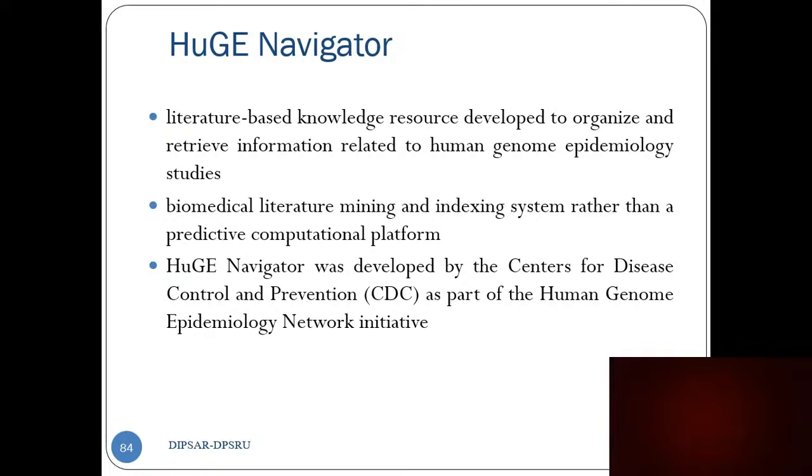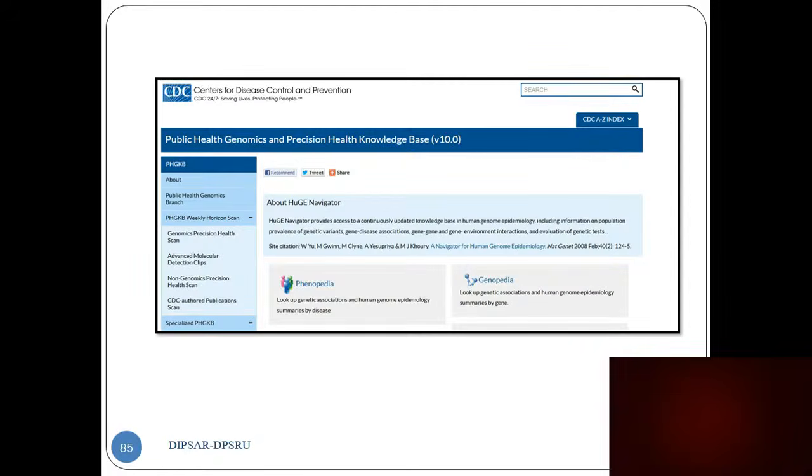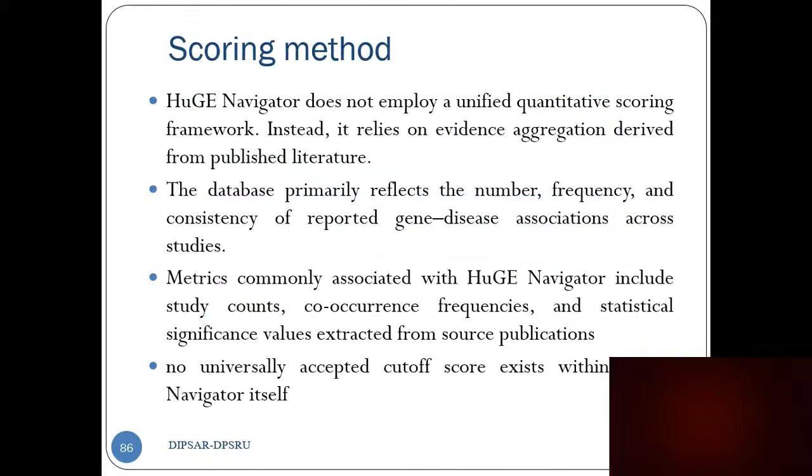Then another database is HuGE Navigator. It was developed by the CDC, the Center for Disease Control and Prevention, as part of the Human Genome Epidemiology Network initiative. It's a big network, right? It provides data based on a biomedical literature mining and indexing system rather than a predictive computer platform. This database is not doing predictions, it's providing the data from the biomedical literature. This is a screenshot of this public health genomics and precision health knowledge base. You can see on it the HuGE Navigator. So you can use HuGE Navigator.